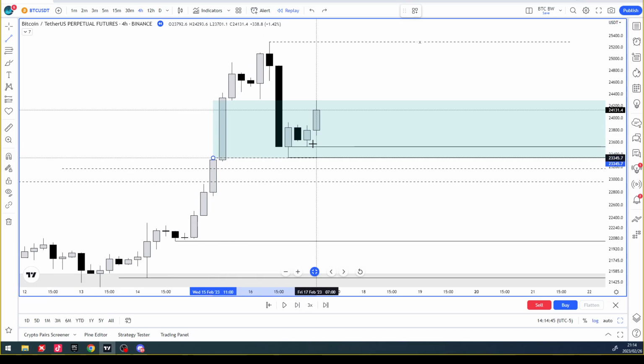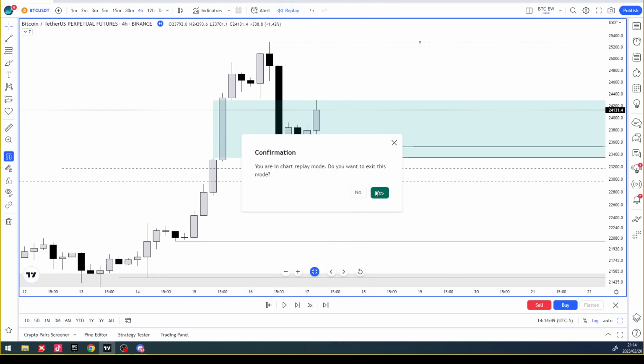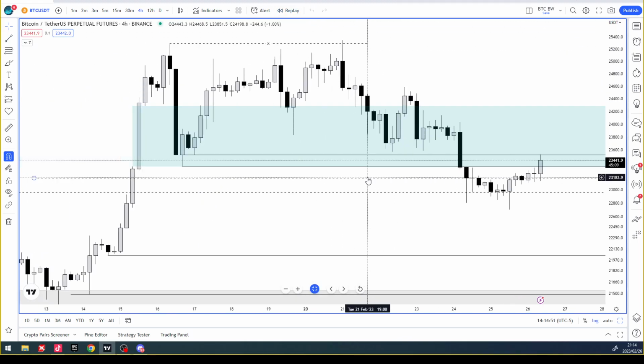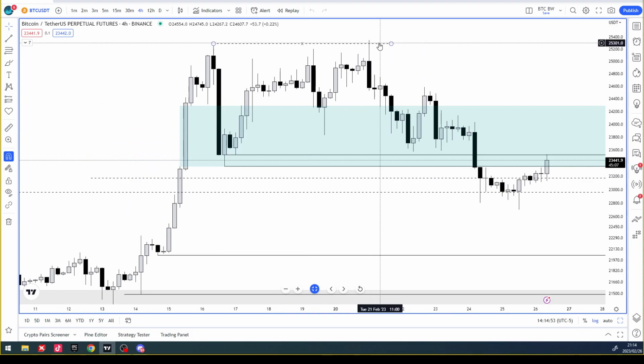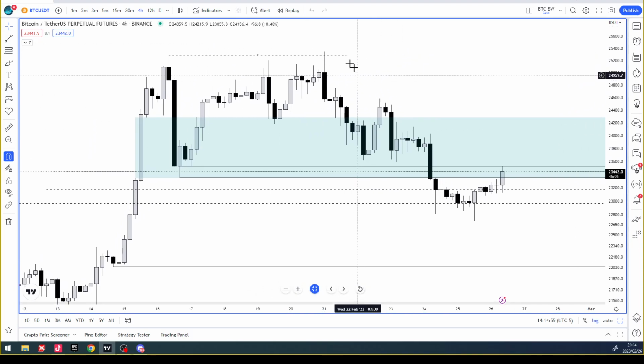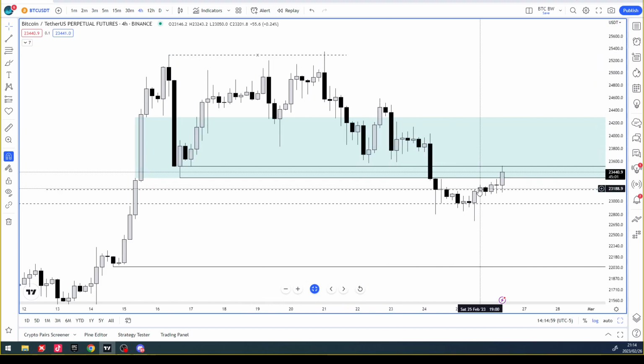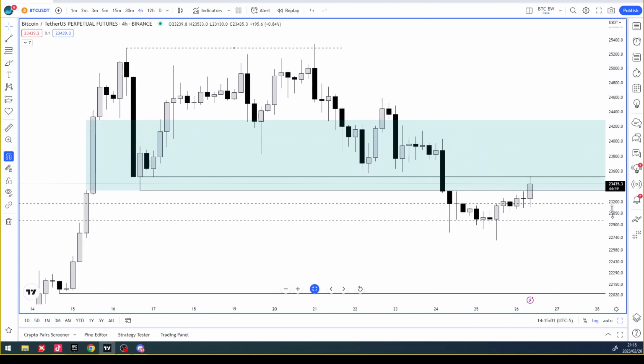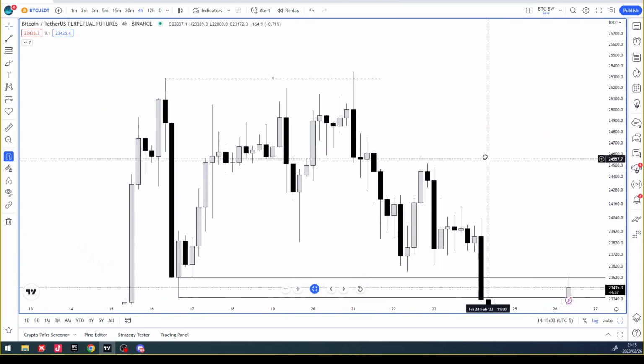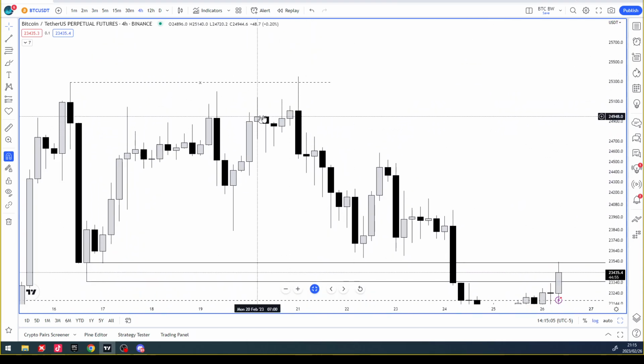All it did was tap it, and then started to move away, so we can come out of this now. And then you can see price went for the high again there. Took the high, didn't close above it, and then we had all of this. So now at this point, where are we going to be looking here for a market structure shift?